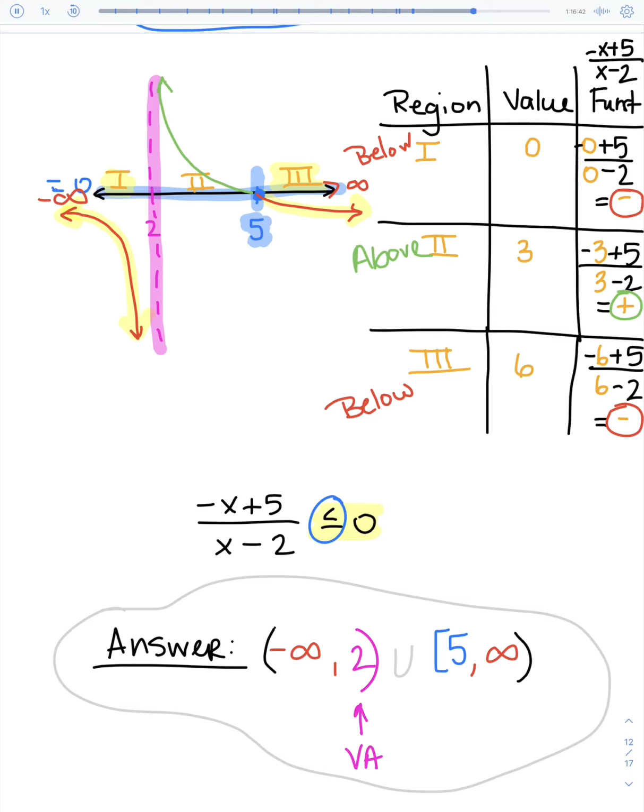Now, the last thing is, how do you join these two pieces? Remember, you use the union or uniting symbol here. Do not use the U on your keyboard. You have to use the union symbol. They are not the same. But that's our final answer. And again, notice you have to be careful because vertical asymptotes always use a parentheses, even if you have an equal to in your problem, because you're not going to touch it.